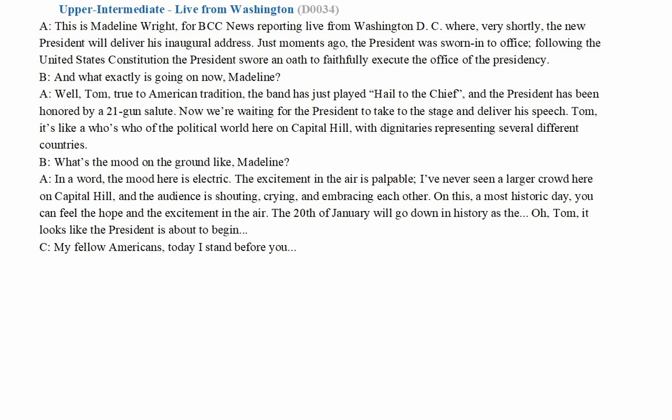Where are we? Well, we're actually watching a news reporter on TV. She's in Washington and she's going to tell us all about what's happening. Great, so let's listen.